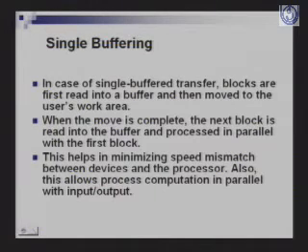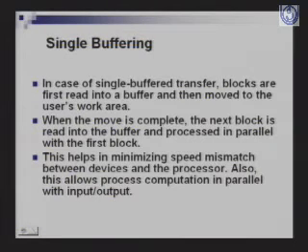So when the move is complete, the next block is read into the buffer and processed in parallel with the first block. Suppose the CPU is handling the first block of memory, which is being given to the user's work area, then this particular buffer is being filled with the new block. So that is what is happening, wherein the CPU execution is in parallel with the filling up of the block by the buffer.